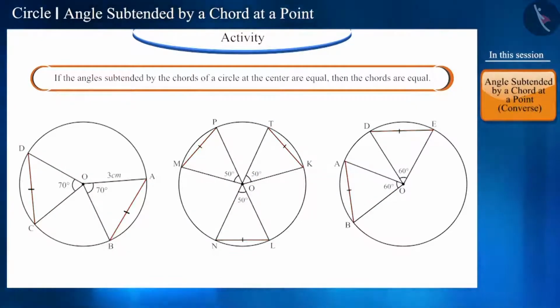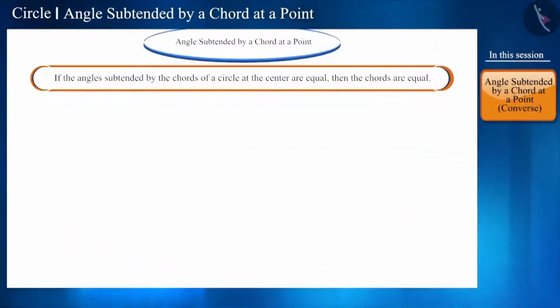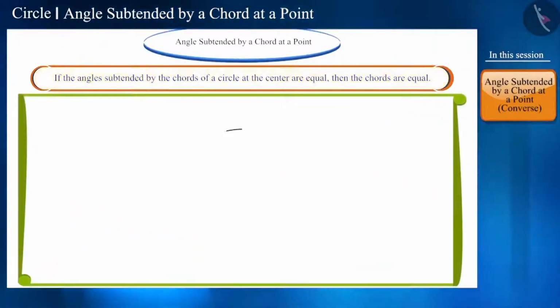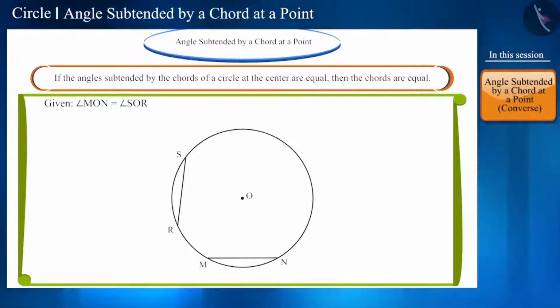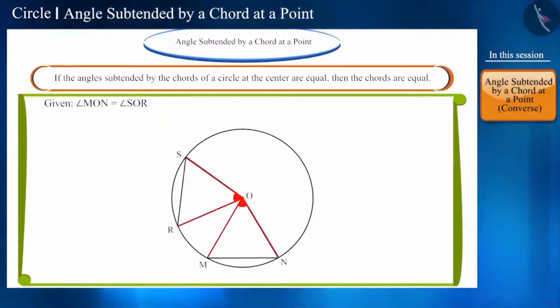Now let's prove it mathematically with the help of a statement. Let's draw a circle whose center is O. We are given that angles MON and SOR subtended by chords MN and SR respectively at center O are equal. Now, prove that chords MN and SR are equal. Friends, how can we prove that these two chords are equal?